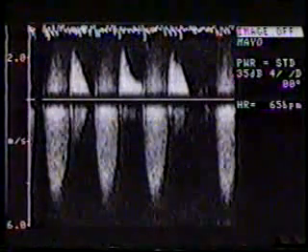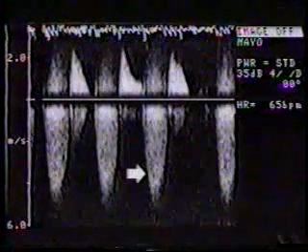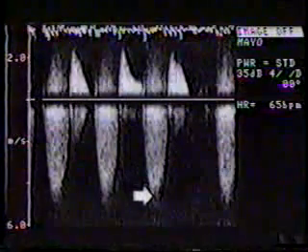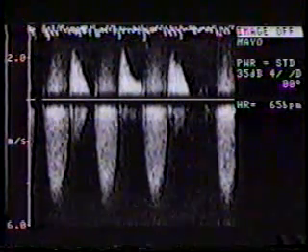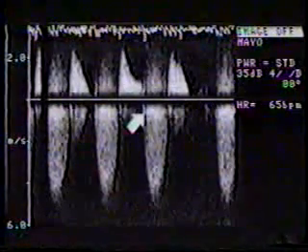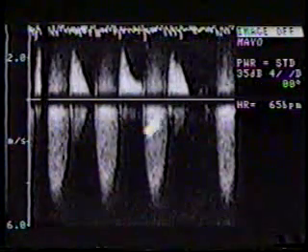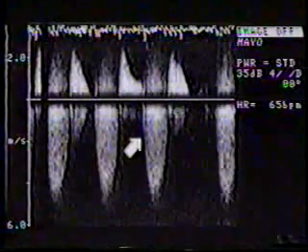A slight lateral tilt of the transducer yielded these systolic signals, which have a peak velocity that is nearly identical to that of the aortic peak velocity. However, you will notice that this flow is holosystolic. These signals are due to unexpected prosthetic mitral regurgitation.